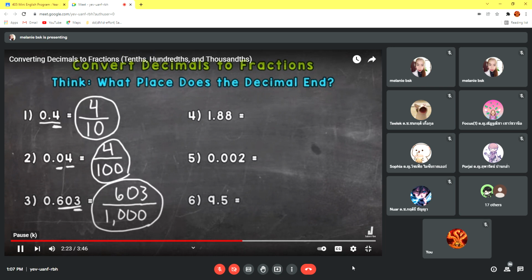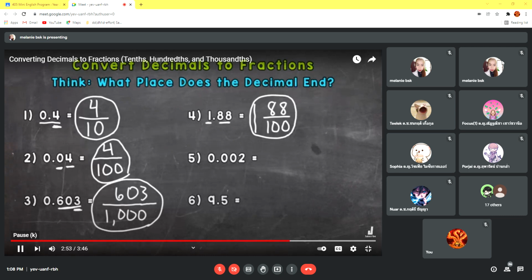Number 4, we are going to have a mixed number, so a whole number and a fraction. Our whole number is going to be this 1. And then we have 88 hundredths. The decimal ends in the hundredths place, so we have 100 as the denominator. And the number to the right of the decimal is 88. So 1 and 88 hundredths.